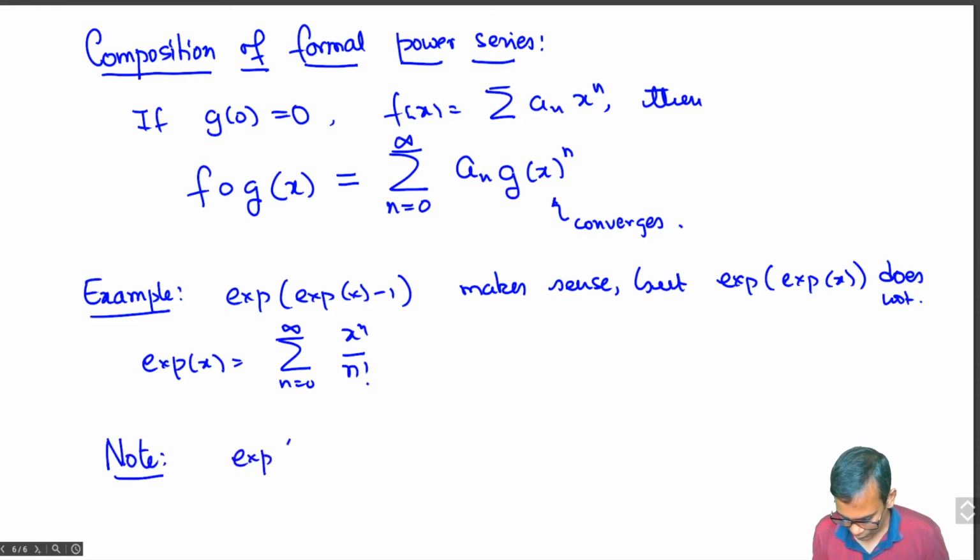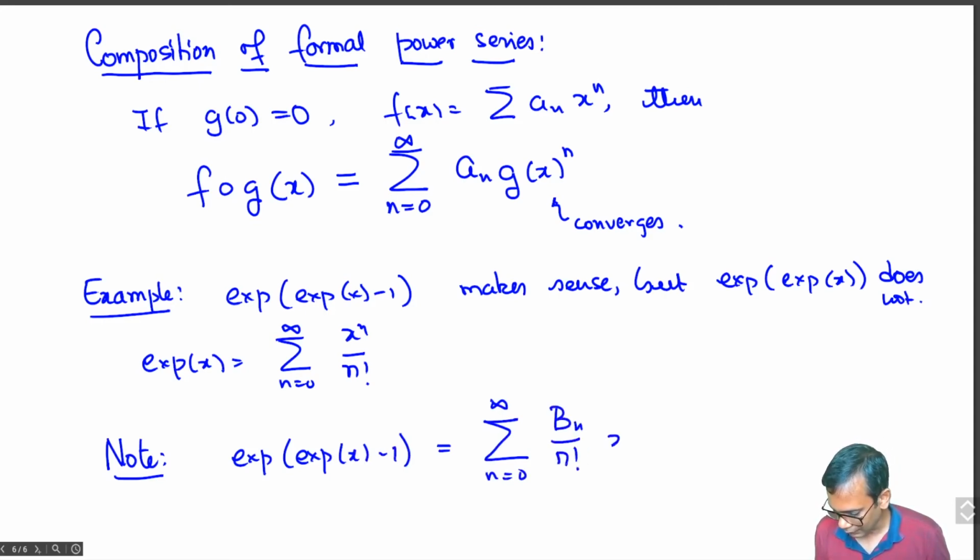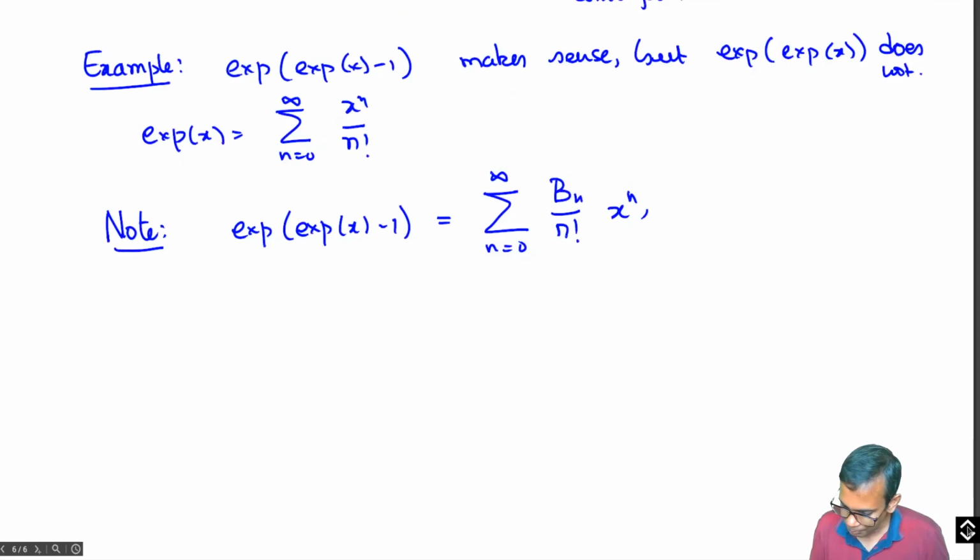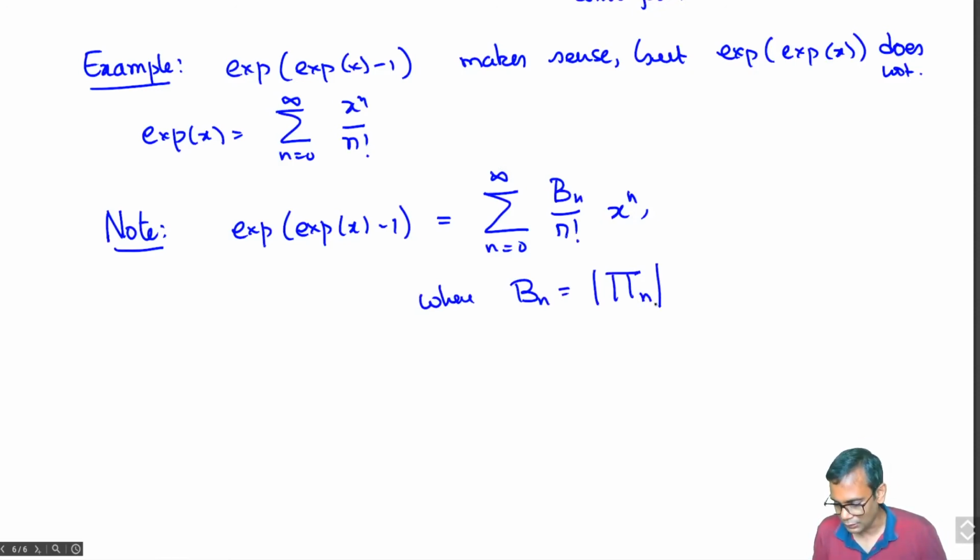Exp of x minus 1 is the summation n goes from 0 to infinity b_n by n factorial x to the power n, where b_n is the cardinality of the set of set partitions of 1 to n. These are called Bell numbers.